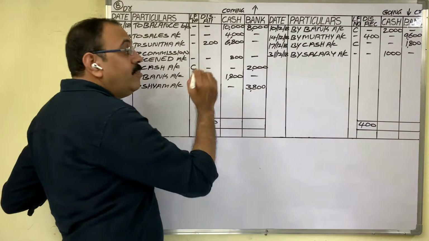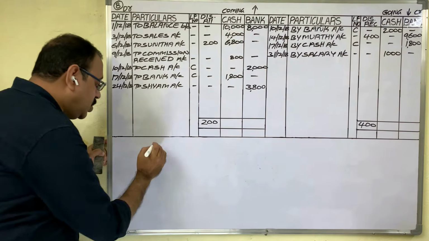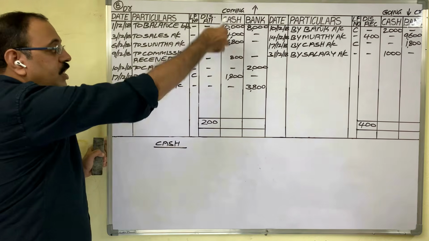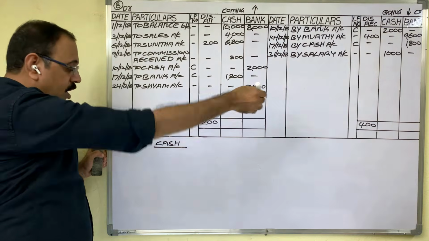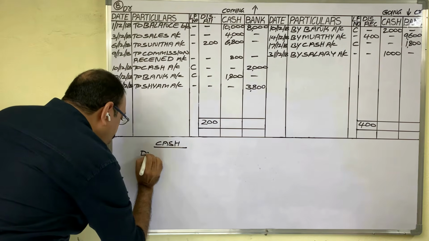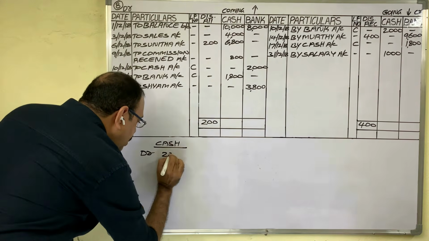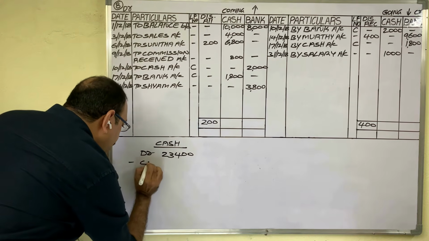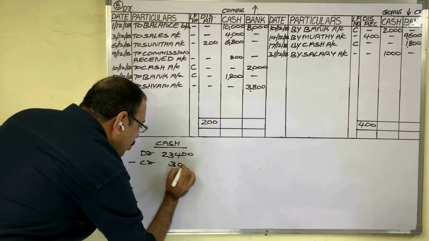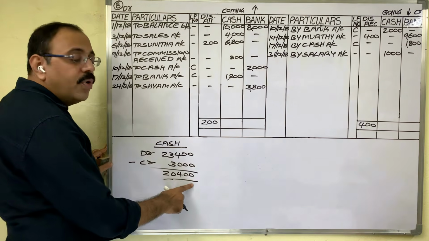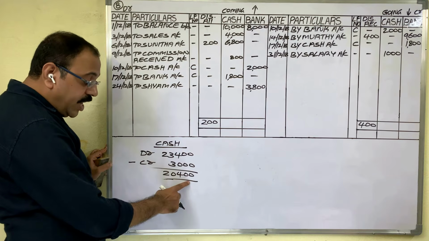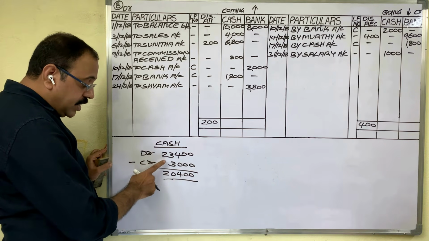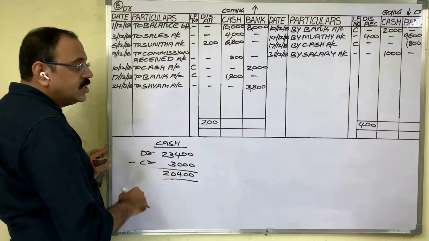Come to cash column and bank column. Cash column, observe which side total is more. Debit side total is more than the credit side total. Put the debit total in rough notes. 23,400 minus credit total 3,000 rupees. 20,400. We said we should write this balancing figure. As credit total is less, credit side we have to write this amount.